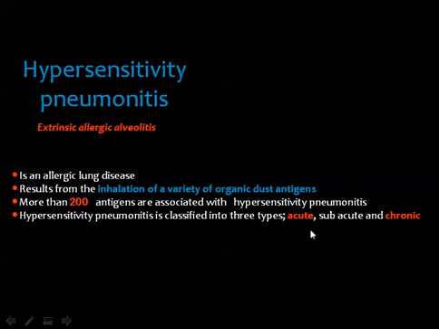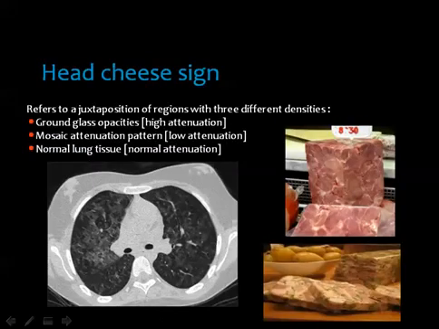The presentation may be acute. In most cases, according to the literature, we see it in the chronic and subacute forms. In the acute phase, the opacities in the lung are in the form of ground glass opacities. And in the literature, they refer to it as the head cheese sign.